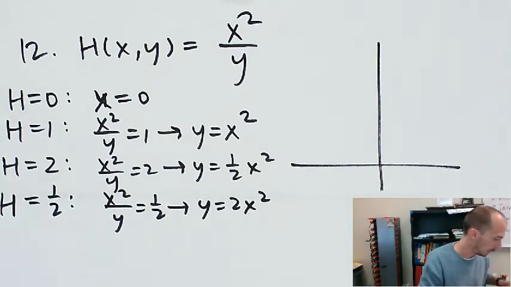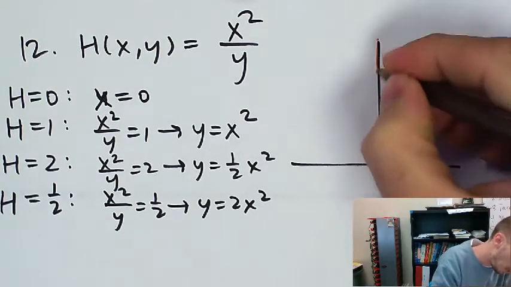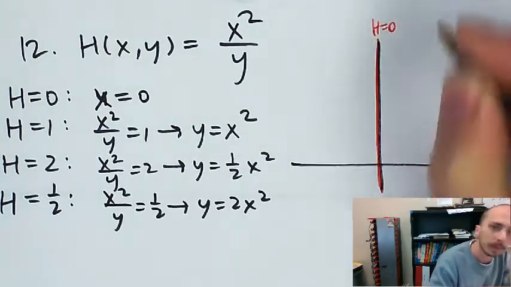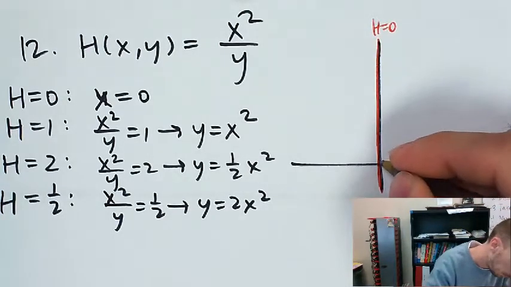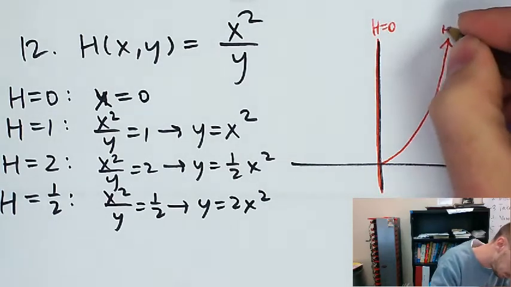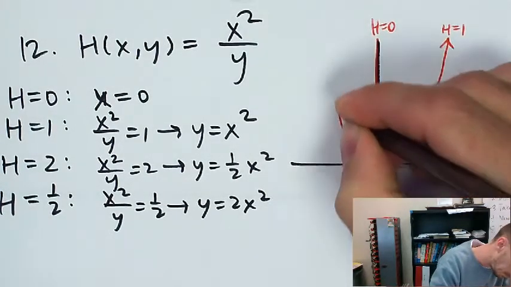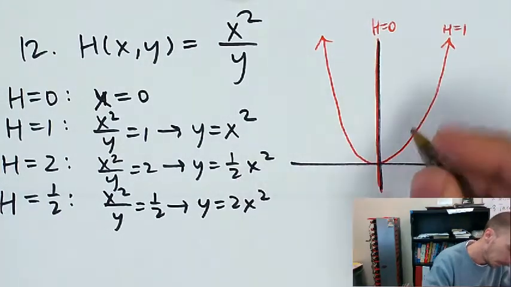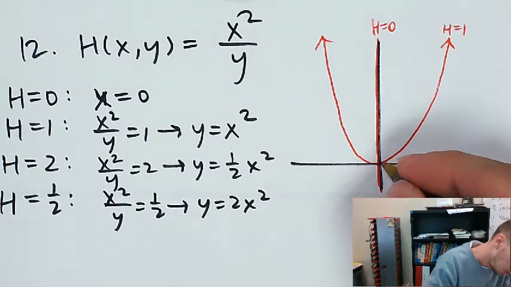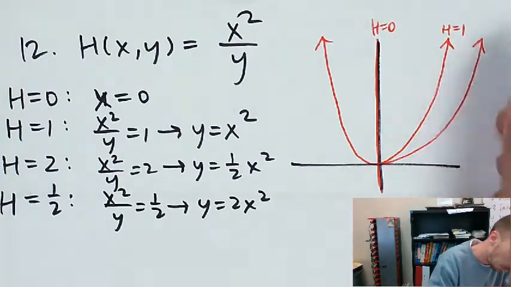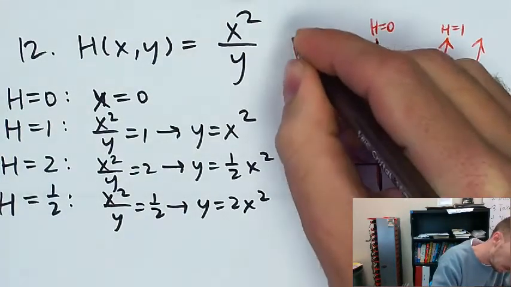I'm going to say, all right, the h equals 0, that's going to be the y-axis. And I will color that in here. All right, y equals x squared is h equals 1. Y equals 1/2 x squared is h equals. And so we know how that changes. I don't know if that's quite it, but we know it's wider.